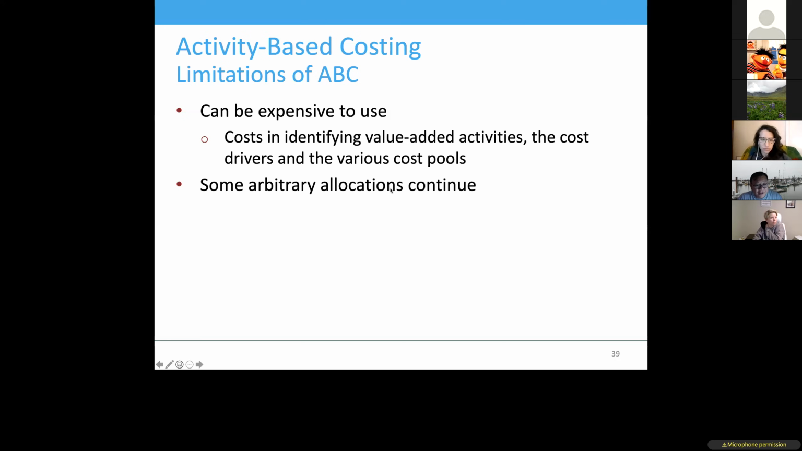So this is not perfect, right? The allocation, sometimes you just don't have a good cost driver. Sometimes you just cannot find a good cost driver. So it's still not perfect, and there are still maybe some arbitrary allocations. But it's definitely better than having just one big number.